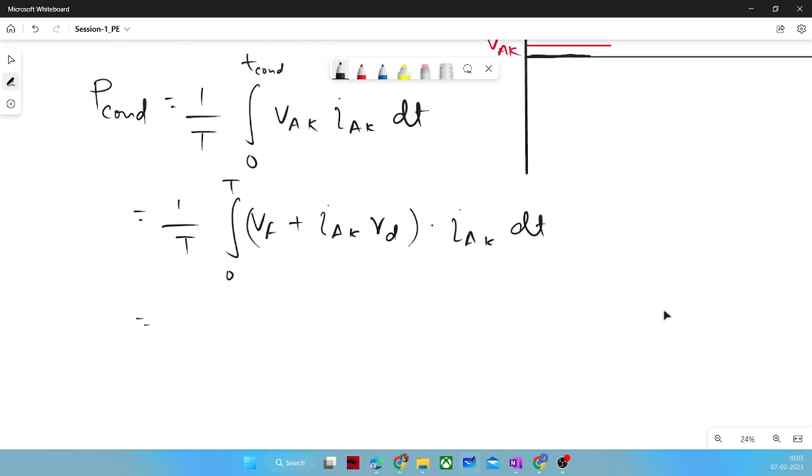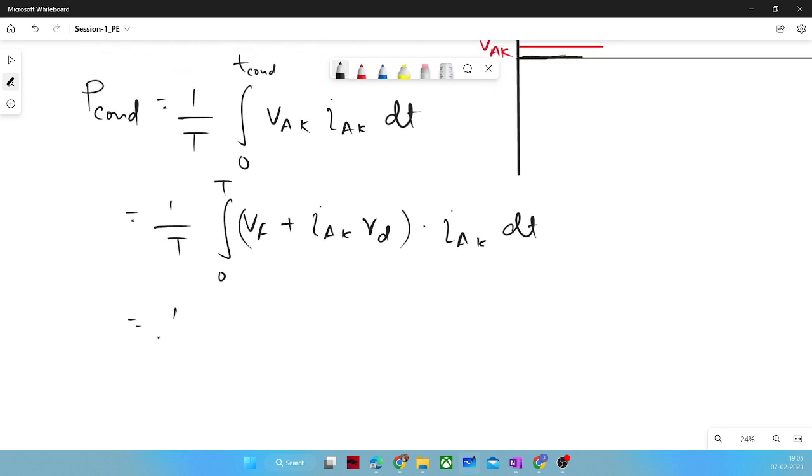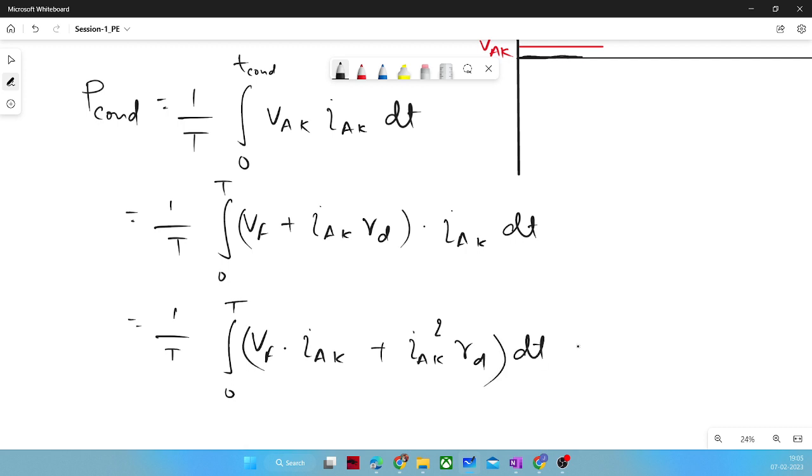Now try to relate it with the lecture also in parallel. If you segregate both the terms, it becomes VF into IAK plus IAK square RD, dt.